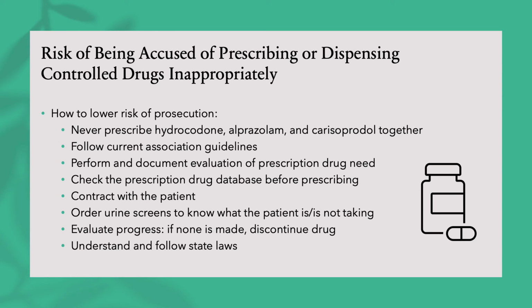You want to follow your current association guidelines, and these include performing and documenting an evaluation of the need for prescription drugs, checking the drug database before prescribing to a patient, making a contract with the patient, ordering urine screens to know what the patient is or is not taking, evaluating progress. If none is made, you discontinue the drug, and you want to understand and follow your state laws.